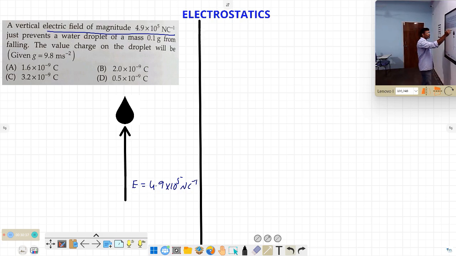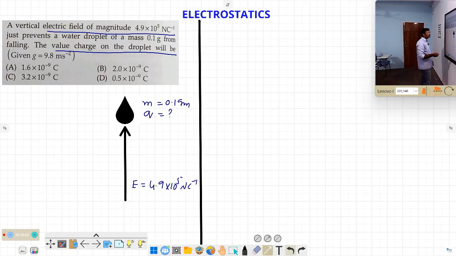That means this is the water drop. The mass of this water drop is 0.1 grams, and they are asking for the charge on it. They did not give the value of the charge. So the charge on the droplet, let us say, is Q. How much is it?